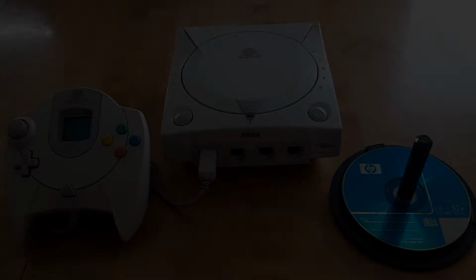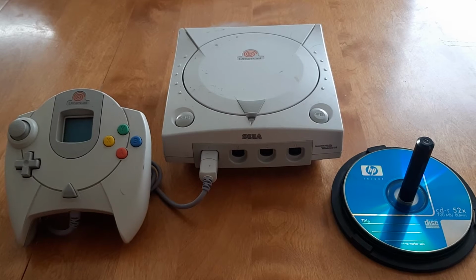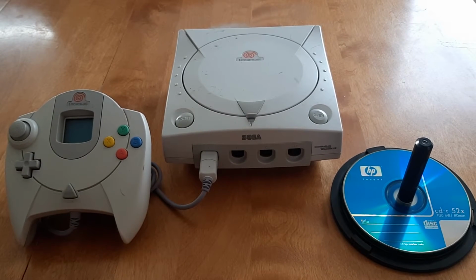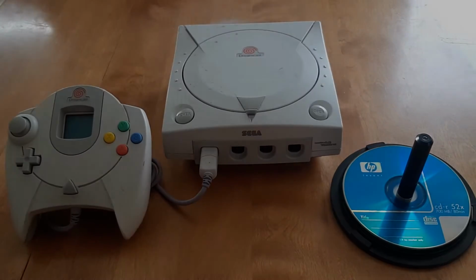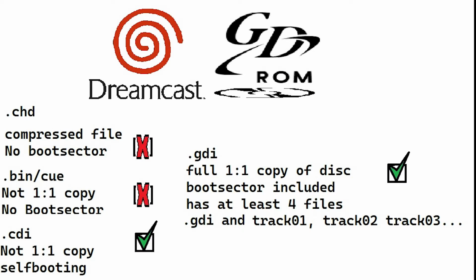Now what you're going to need is a blank CDR and the files I've linked in the video description, and also a complete digital copy of whatever game that you want to do this for. Now in Dreamcast terms, that means a GDI image file, which if you already have one, great.